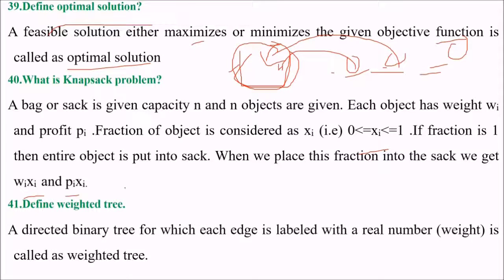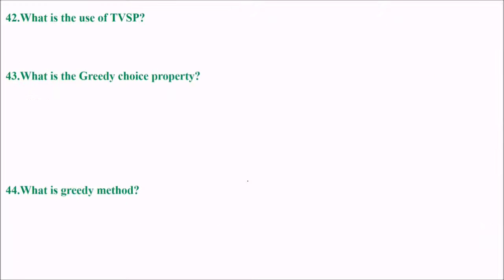Define the weighted tree. A directed binary tree for which each edge is labeled with a certain weight, a real number, is called a weighted tree. This weight can be anything. It can be the distance from one point to another, or there are various real life problems which can be represented by a weighted tree.